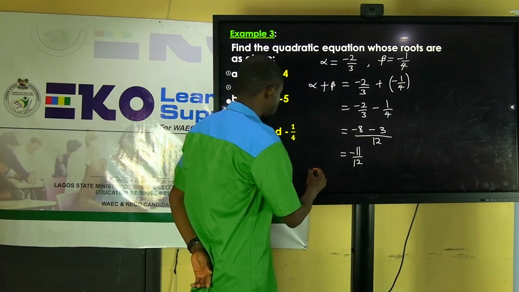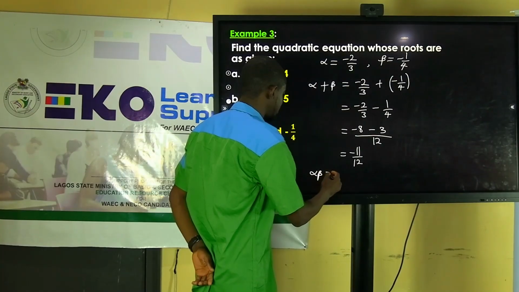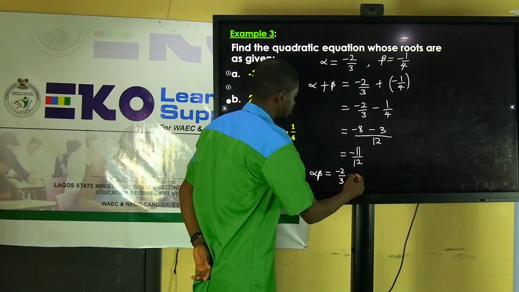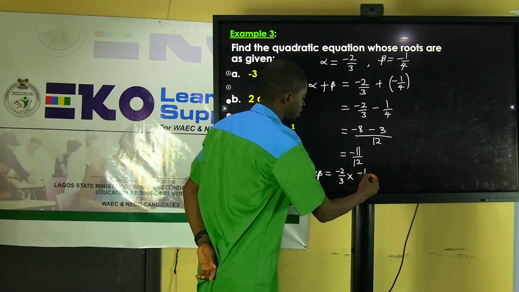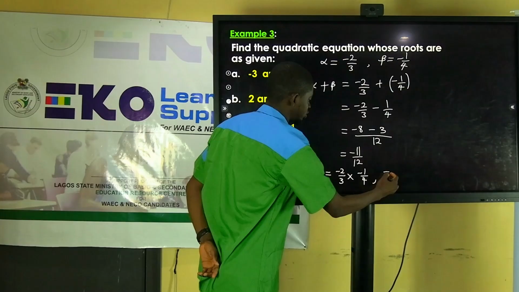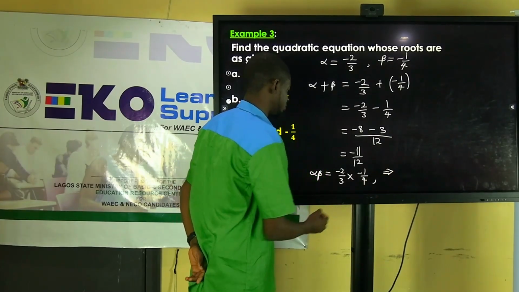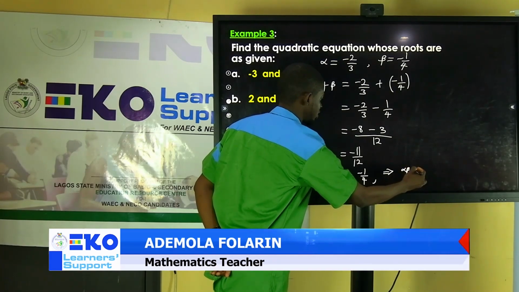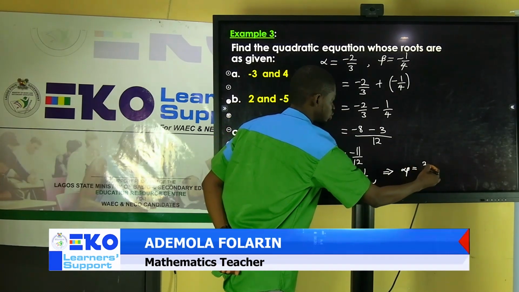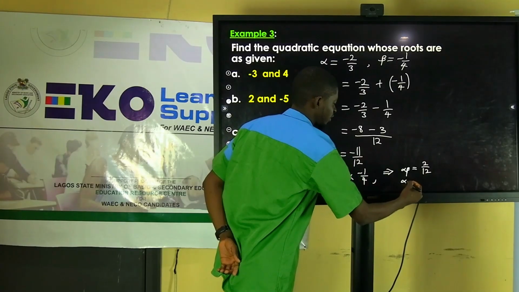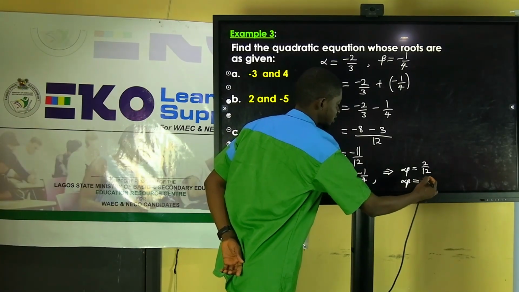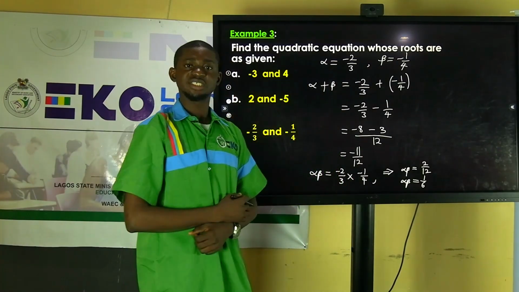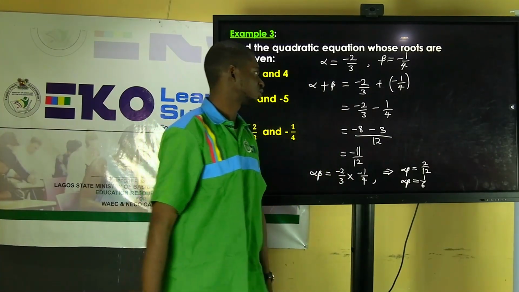That is for the sum. Then the product, alpha beta, equals -2/3 multiplied by -1/4. This gives us minus times minus, which is plus. So alpha beta equals 2/12, which can be written as 1/6. Now that we know this, let's bring it into forming the quadratic equation.